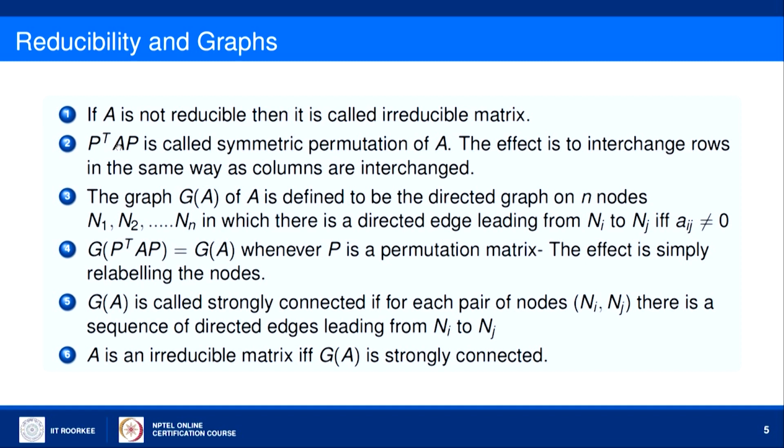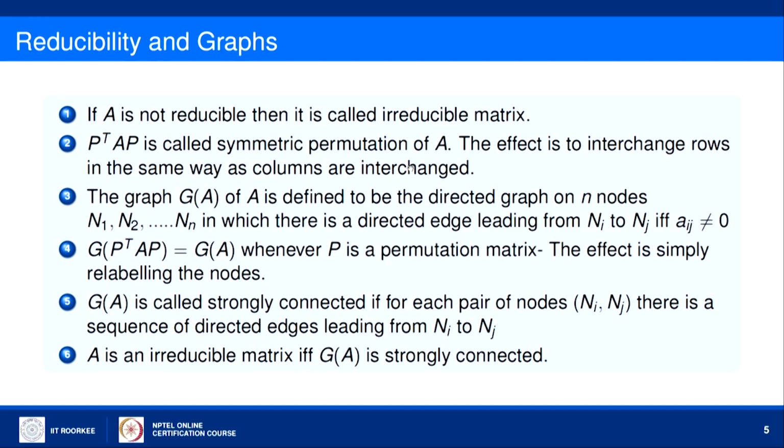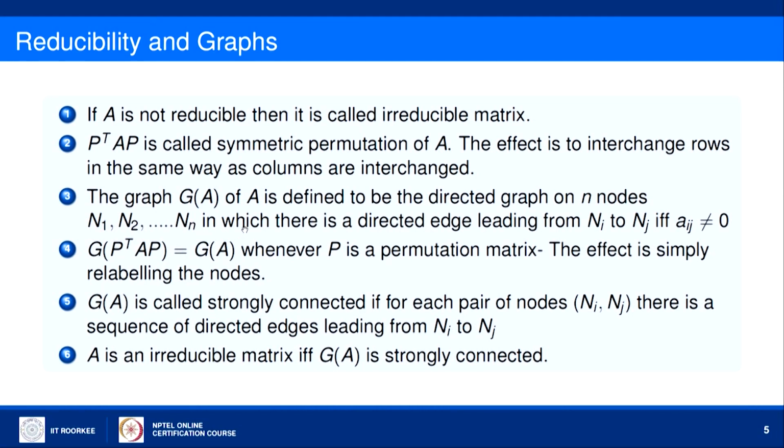Here P transpose A P is called a symmetric permutation of A. It means that we are applying the permutation matrices from both sides, because if P is a permutation matrix, the effect of P transpose is to interchange rows in the same way as columns are interchanged. Now let us see what we can say about the graph of such matrices. The graph of matrix A is defined to be the directed graph on n nodes, if the size of A is n by n, having n1, n2, up to nn as nodes, in which there is a directed edge leading from ni to nj if and only if aij is not equal to 0.